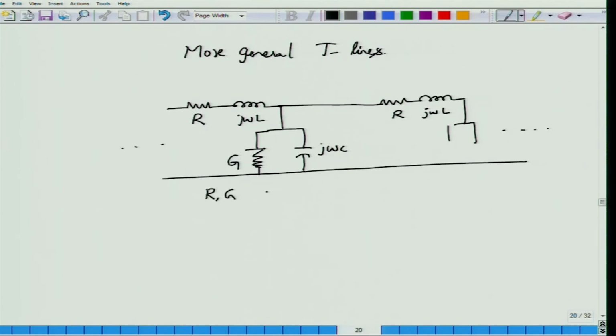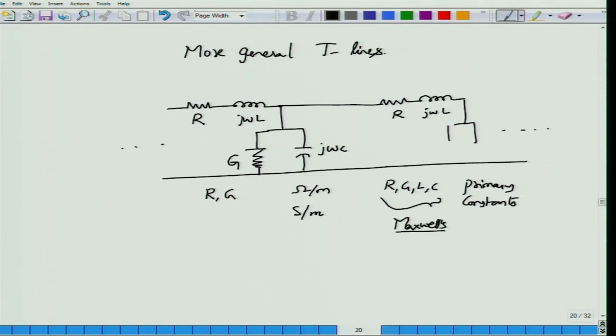As before, R and G are parameters. R will be measured in ohms per meter and G is measured in Siemens per meter, which is the unit of conductance, and these are per unit length quantities. Together R, G, L and C are called the primary constants of a transmission line, sometimes also called the distributed constants of a transmission line. As before, evaluating them requires knowledge of electromagnetic theory, which will come after this particular transmission line chapter.